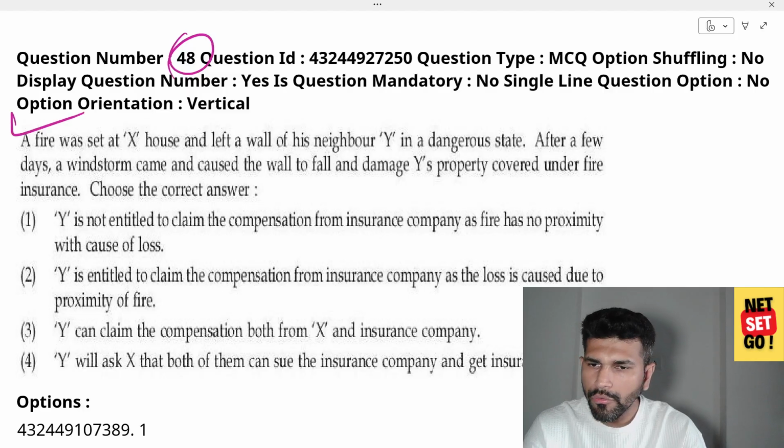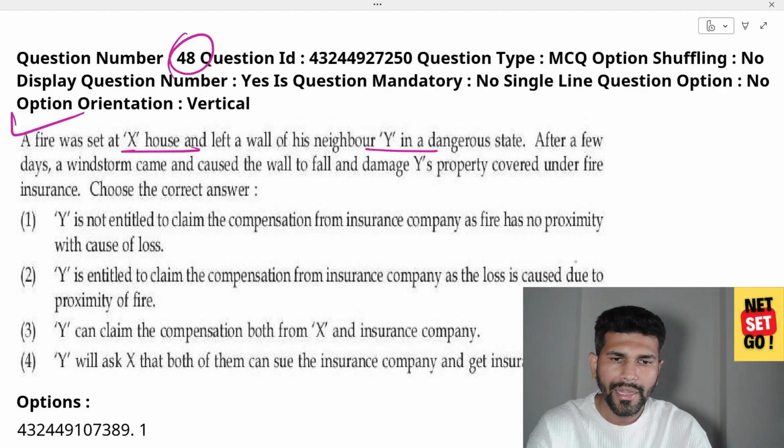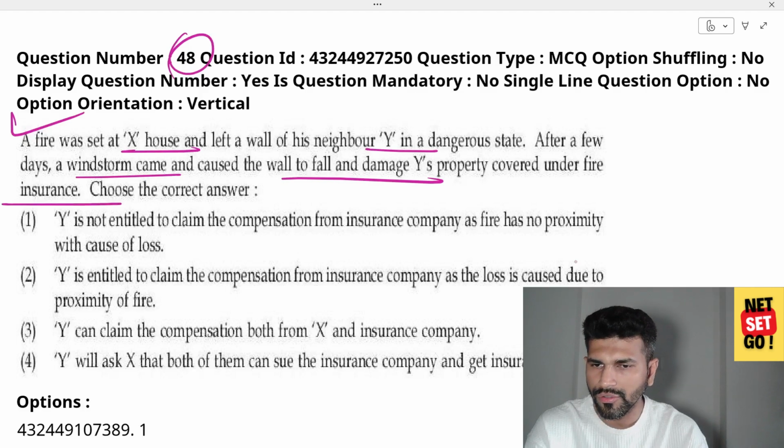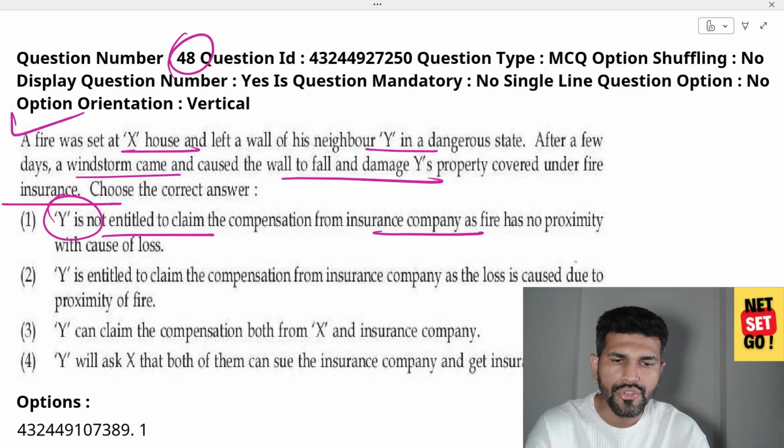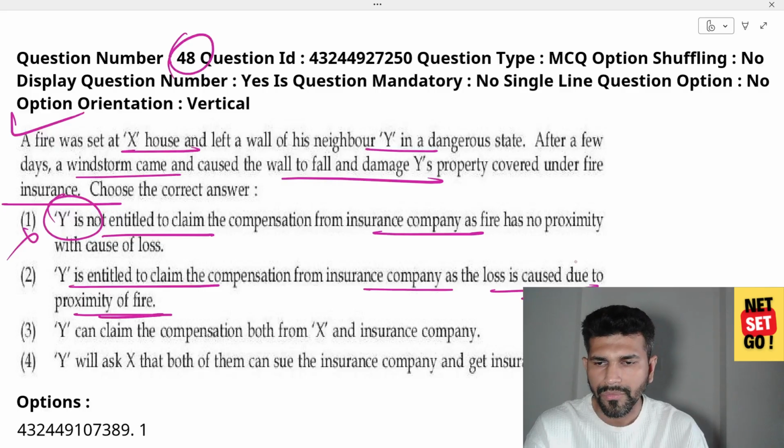Next, a fire was set at X's house and left the wall of his neighbor Y in a dangerous state. After a few days, a windstorm came, caused the wall to fall and damaged Y's property covered under fire insurance. Choose the correct answer. Y is not entitled to claim compensation from the insurance company as fire has no proximity with the cause of loss. No. Y is entitled to claim compensation from the insurance company as the loss is caused due to proximity of fire.